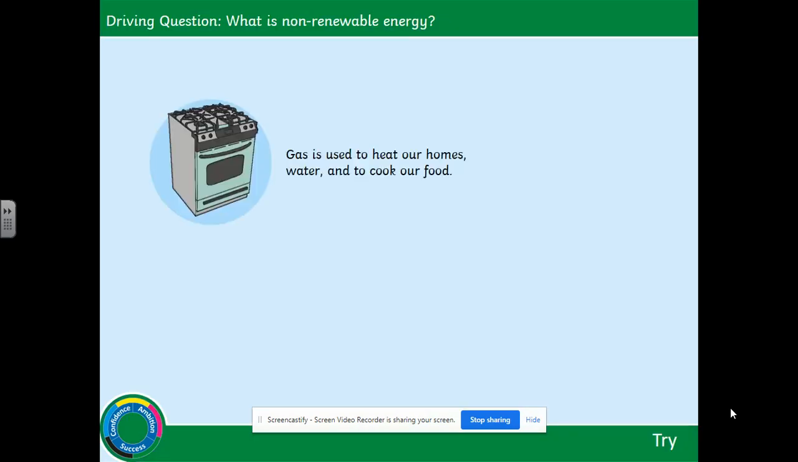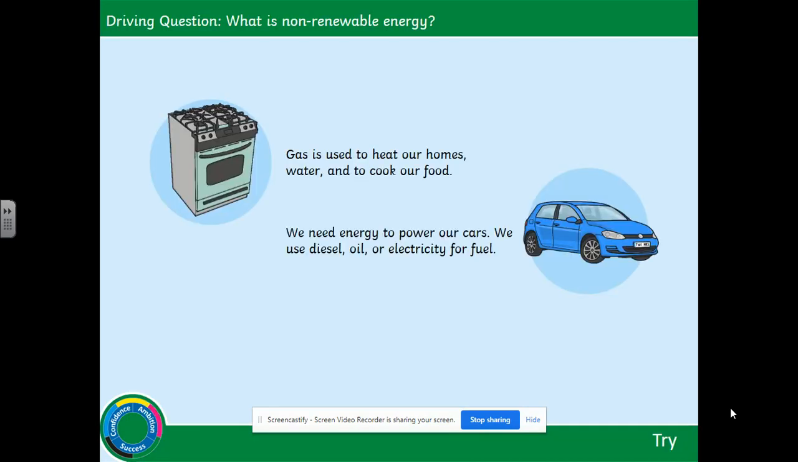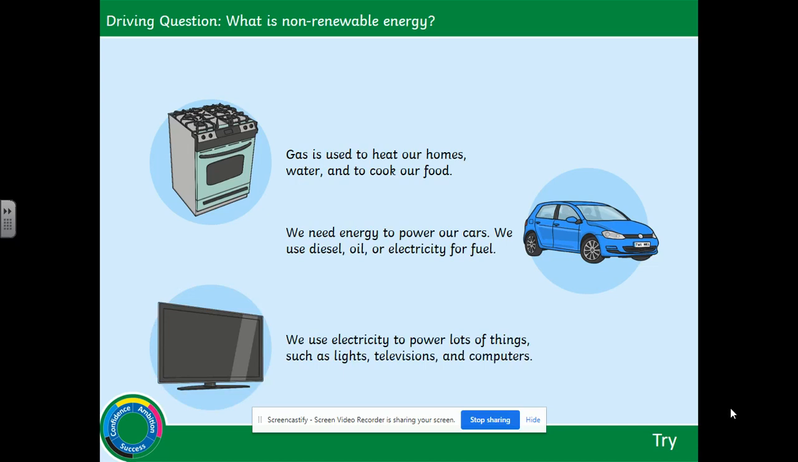Something to always remember: the reasons or purposes of using electricity or energy. First one, gas is used to heat our homes, water, and to cook our foods. We need energy to power our cars. We use diesel, oil, or electricity for fuel. We use electricity to power lots of things, such as lights, television, and computers.